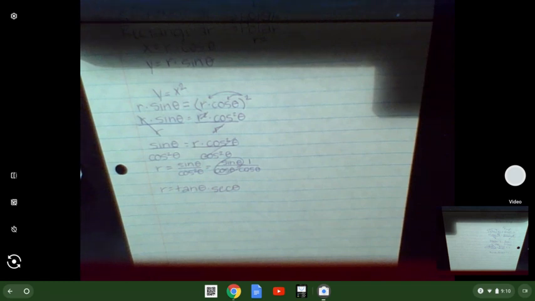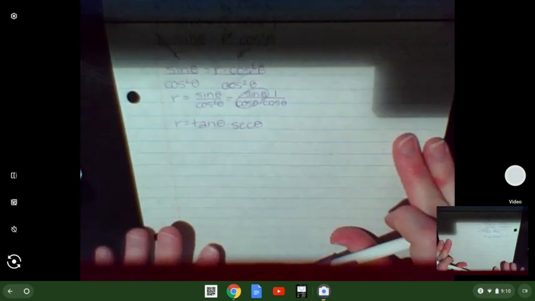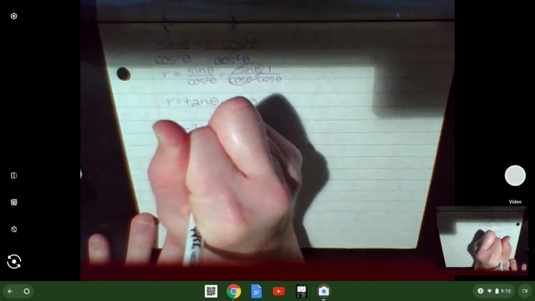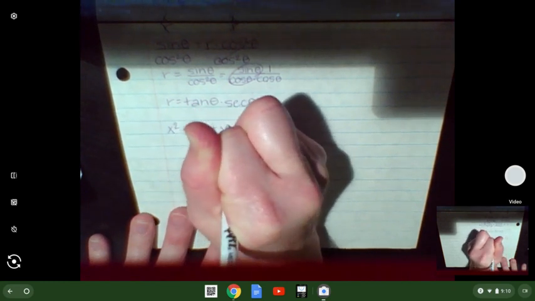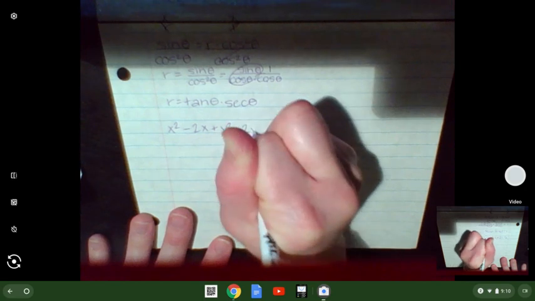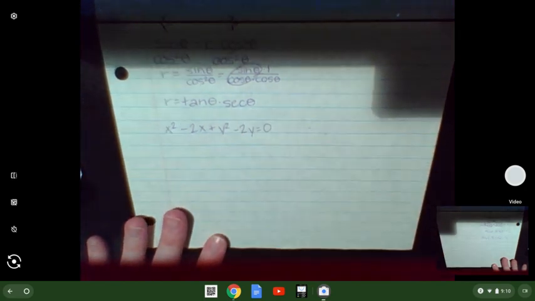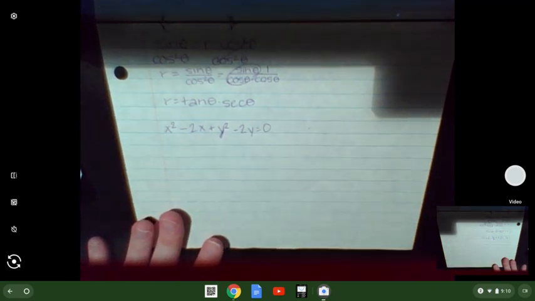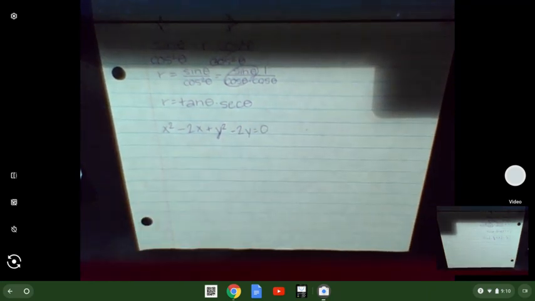Now, what about an equation that would be easier to express in polar form? Let's try converting the equation x squared minus 2x plus y squared minus 2y equals 0. Now, y is not by itself in this case. Y would actually be terrible to get by itself. Many of you will recognize this as the equation of a circle. Circles, we know, are really hard to graph in our calculator.